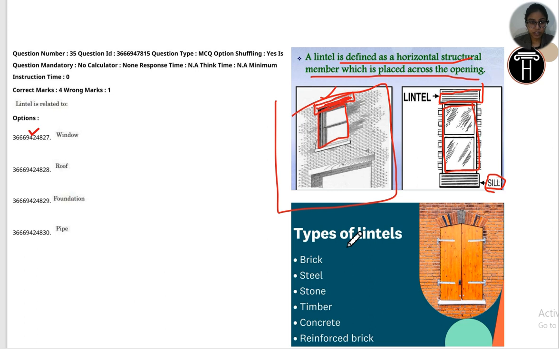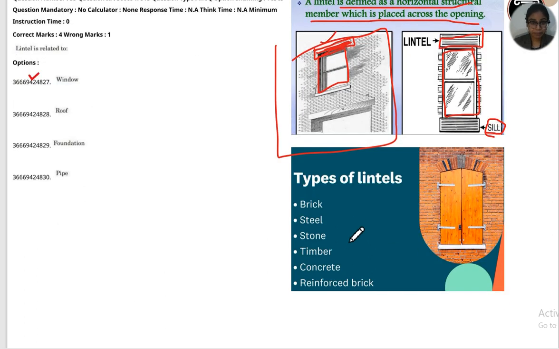Also, there are types of lintel. A lintel can be made of brick, steel, stone, timber, concrete, or reinforced brick. So lintel is related to window. If the option were door, then door would also be a right answer. Basically, we use lintel above every opening, and an opening can be in the form of a window or door. But here you have roof. This is not possible. Roof is not an opening. Foundation is also not an opening. Pipe is also not an opening. So lintel is related to window.